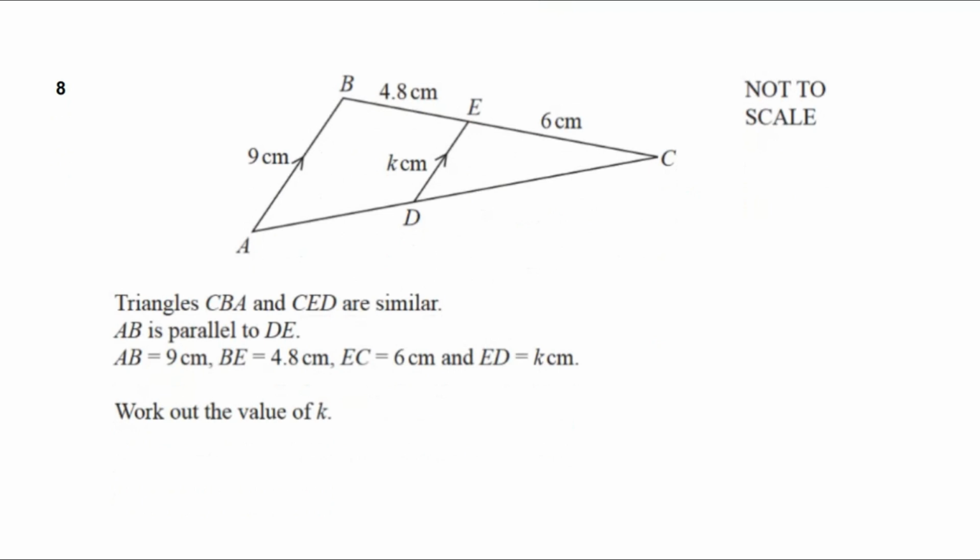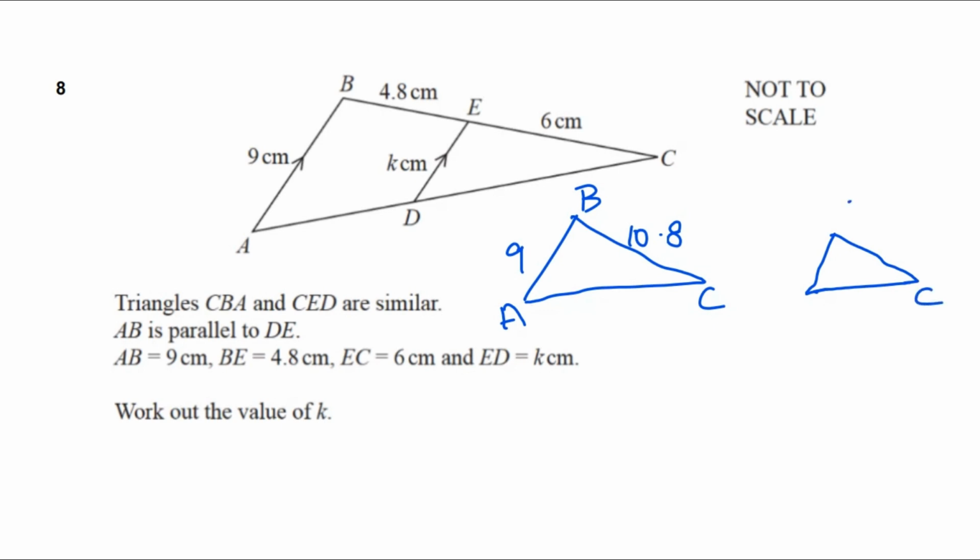In this example, triangles CBA and CED are similar. AB is parallel to DE. AB is 9 centimeters, BE is 4.8 centimeters, EC is 6, and ED is K. Work out the value of K. So this is triangle CBE. So this is 9 and this will be 10.8. And CED. This is K. This is 6. Okay. So the two triangles are similar.